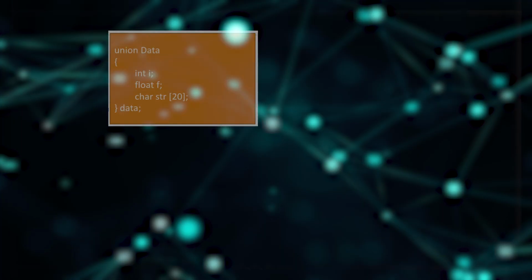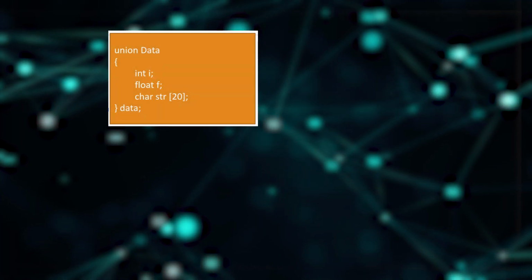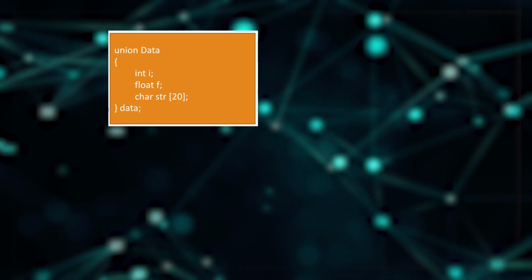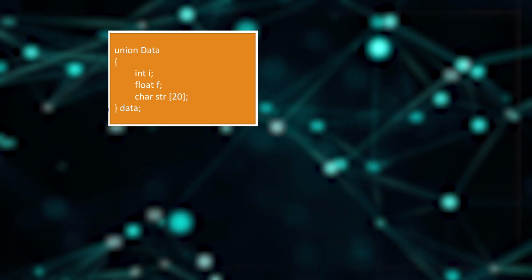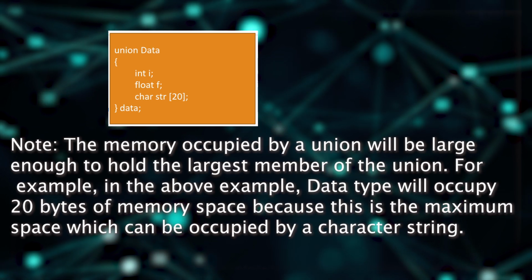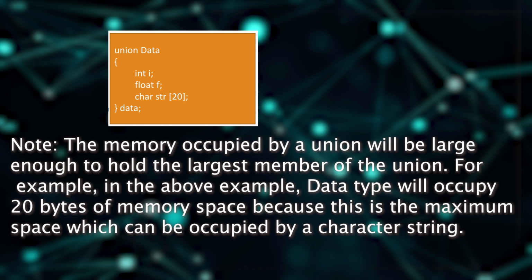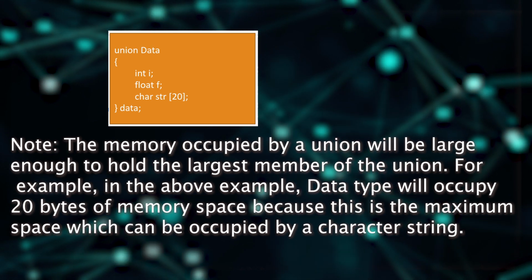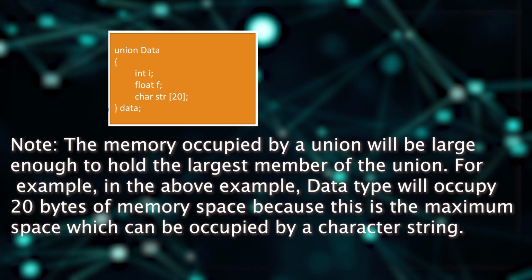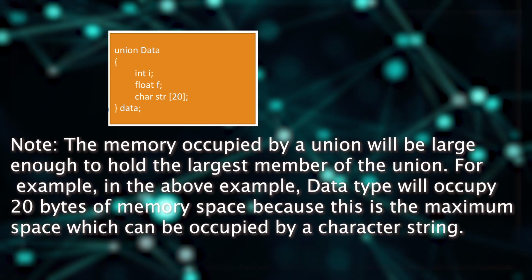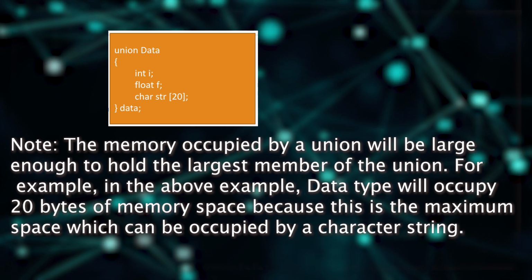As we have seen, this is the simple syntax of a union. We have the union keyword, after that the union name, and inside this we have the members of the union. Note, the memory occupied by the union will be large enough to hold the largest member of the union. For example, in the above example, the data type will occupy 20 bytes of memory space, because this is the maximum space which can be occupied by the character string.